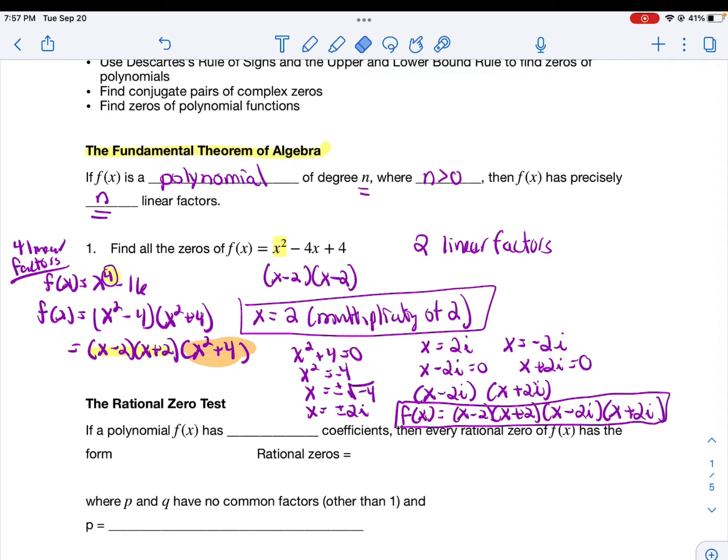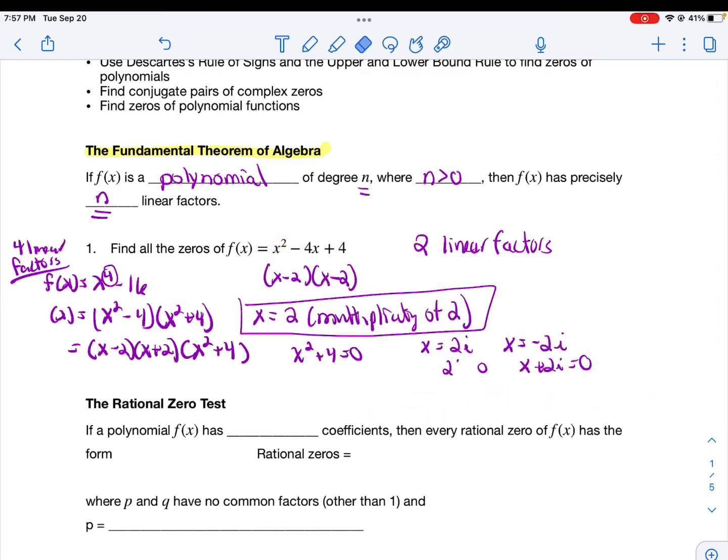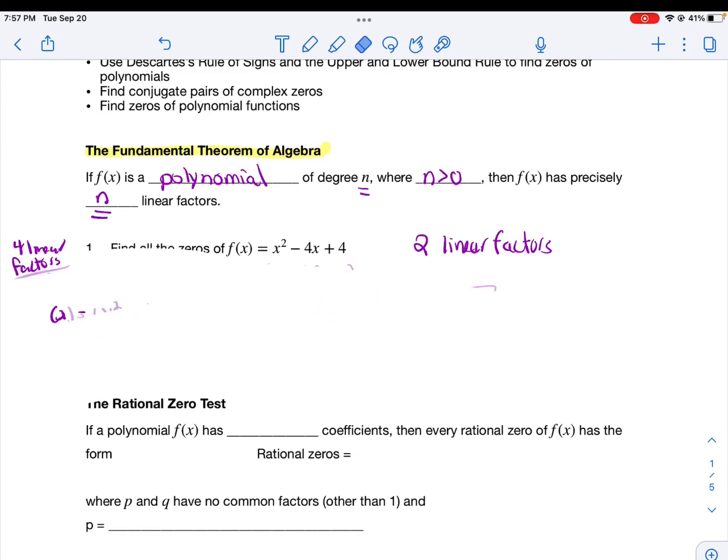Now, the rational zero test is what we're going to use next. This is going to help us decrease our possibilities, because right now when I look at a polynomial that might not be easy to factor, the zeros have endless possibilities. It could be any real number in the universe, and so I need techniques that I can use to limit it down. And that's the first thing we're going to use, the possible rational zero test.